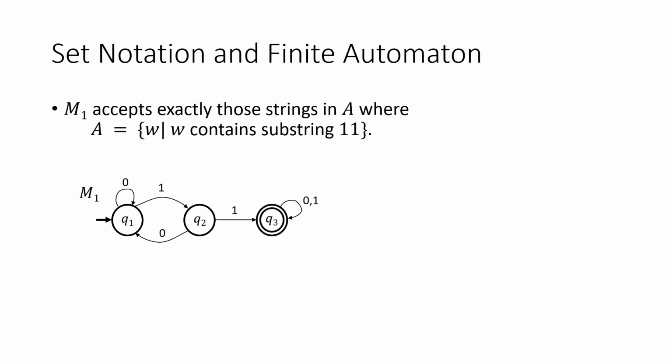So the set W such that W contains substring 1, 1 is a language which is regular because I can draw it as this DFA right here. And it turns out that the set notation that I have, W such that W contains substring 1, 1, and the DFA that I've drawn are equivalent. So this M1 is a DFA, has a language associated to it, and that language is what's called regular because I can draw this picture.